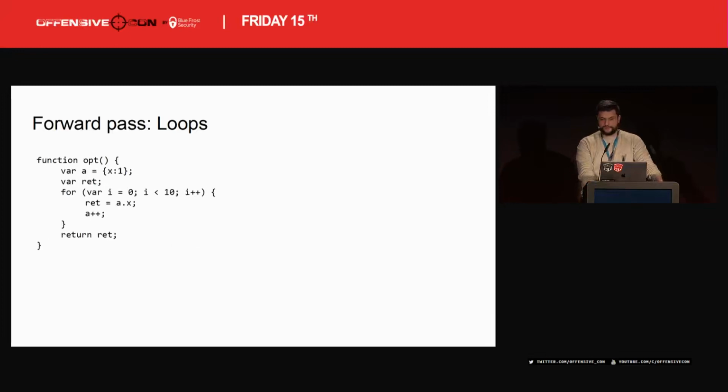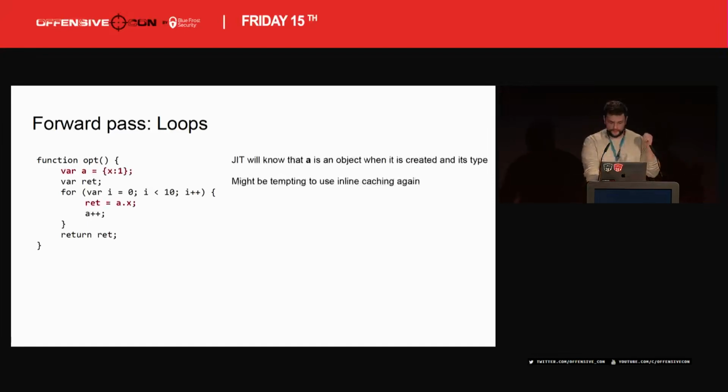So yeah, I have a simple example to highlight the problem. Here we have a function, it doesn't do anything meaningful. It actually won't crash, but it will return undefined every time. The interesting thing to look at here is that I have this object that I declare as a scalar object, so the JIT compiler will actually know its type. And when we access a.x and put that into the ret variable, the JIT compiler might be tempted to say, oh, I know the type, I can just use inline caching, directly access the memory where the property x will be.